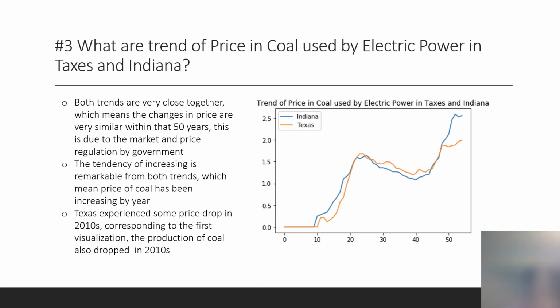This visualization shows both trends of price in coal used by electric power in Texas and Indiana. The blue line represents Indiana and the orange line represents Texas. Both trends are very close together, which means the change in price is very similar within the 15 years. This is due to the market and price regulation by government. The tendency of increasing is remarkable from both trends, which means the price of coal has been increasing by years. Texas experienced some price drop in 2010. Corresponding to the first visualization, the production of coal also dropped in the 2010s in Texas.